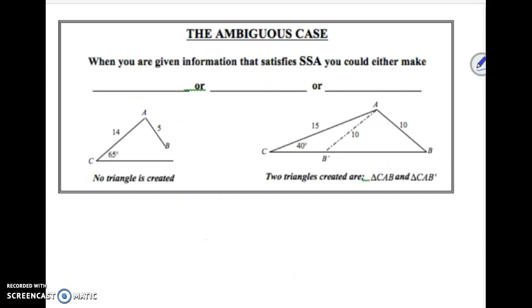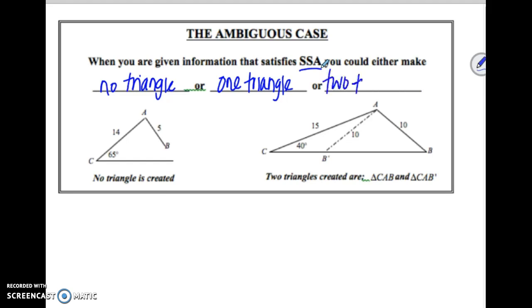On the first slide, I just brought up the ambiguous case that can occur when using the law of sines. When you are given information that satisfies side, side, angle, you could either make no triangle, you could make one triangle, or you could make two triangles. And we'll see this more in an example.